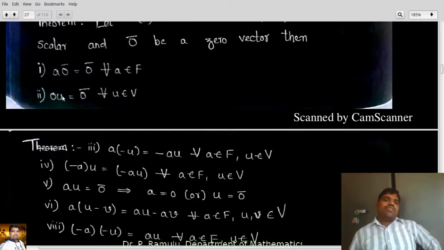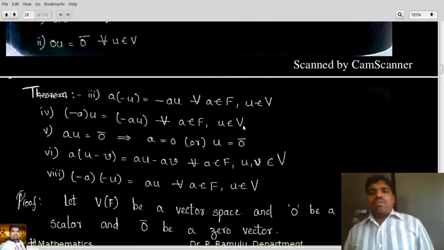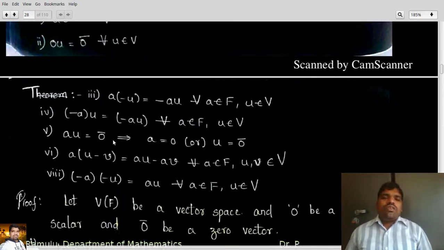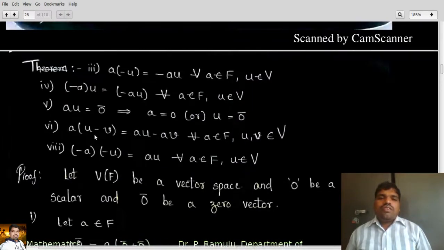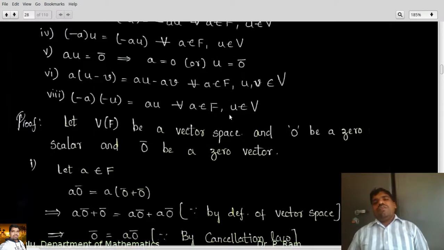Second one, 0 into u equals 0 bar for all u belonging to V. Third one, a into minus u equals minus a u for all a belonging to F and u belonging to V. Fourth one, minus a into u equals minus a u for all a belonging to F and u belonging to V. Fifth one, a u equals 0 bar if and only if a equals 0 or u equals 0 bar. Sixth one, a into (u minus v) equals a u minus a v for all a belonging to F, u, v belonging to V. The eighth condition, minus a into minus v, is a u for all a belonging to F and u belonging to V.